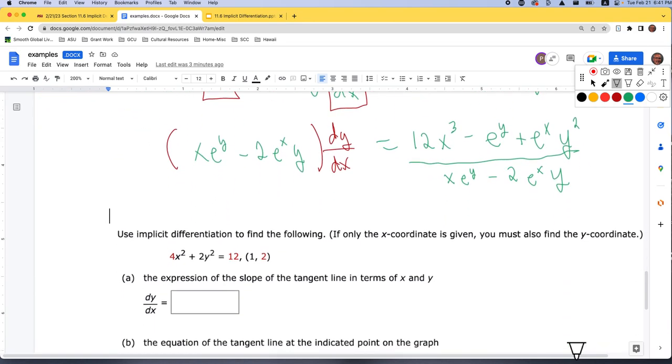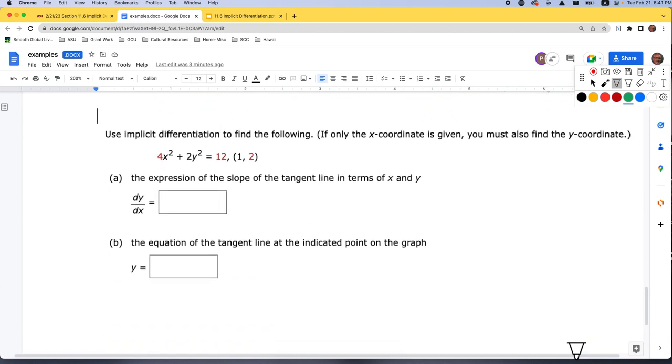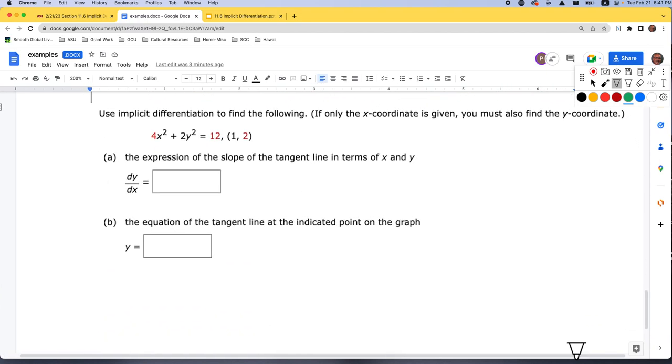Last one. Now, there's about, I didn't count, but there's 3 or 4 problems at the end of the homework that are like this. They're going to ask you to take the implicit derivative. They're actually going to give you a point, x and y. And then they're going to want to know the equation of the tangent line. How do we get the equation of the tangent line?